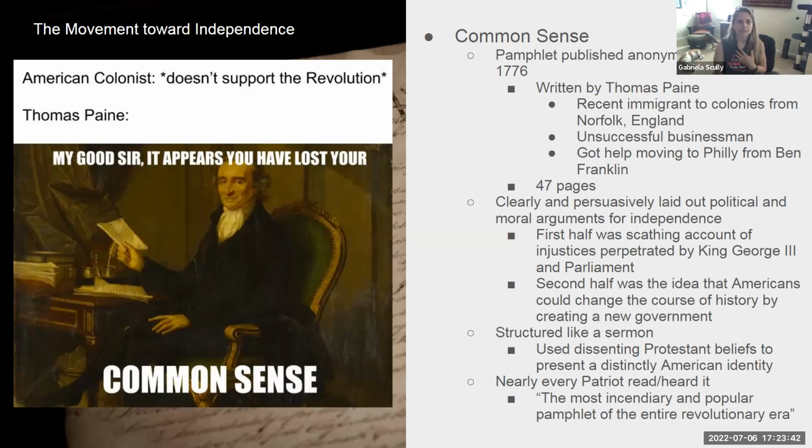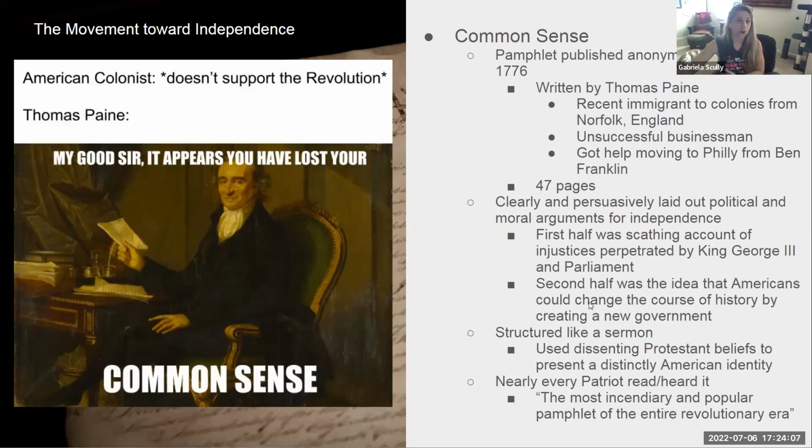A pamphlet to me is like a small booklet, and this booklet is 47 pages long. So I'm wimpy and weak, whatever. But it basically says, hey, Americans, here's why we need to fight the British and maybe even get independence. The first 20 pages are literally a scathing account of all the injustices that crazy King George III had done in Parliament. They did this to us, and then they did this, and whatever.